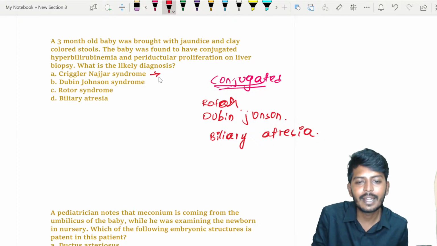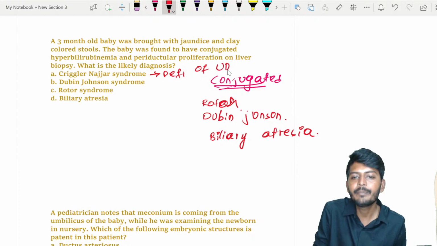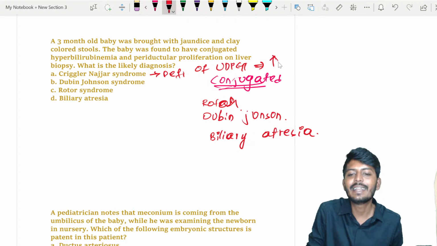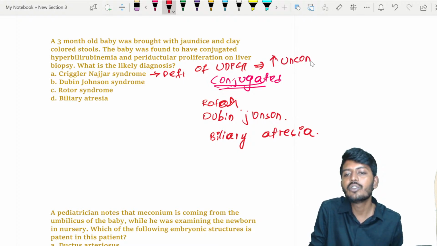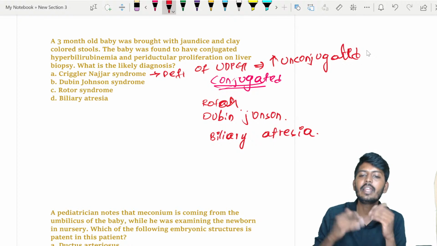Crigler-Najjar syndrome is a deficiency of UDP glucuronyl transferase, because of which there is an increased level of unconjugated bilirubin. Clear? Okay. Now, conjugated bilirubin is increased in all three.